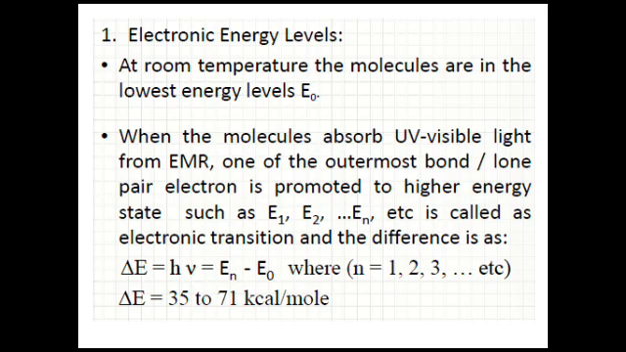When the molecule absorbs UV visible light from the EMR, one of the outermost lone pair of electrons is promoted to a higher energy level. They get the energy and are promoted to higher energy levels such as E1, E2, etc. This is called an electronic transition, and the difference is measured as delta E equals h mu, which is equal to En minus E0. So the higher energy level minus the ground state energy level.